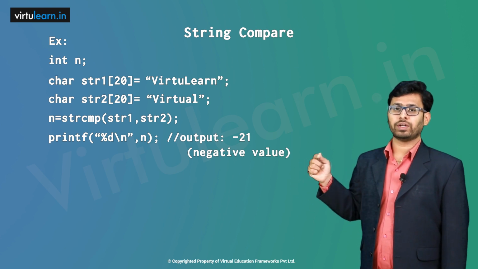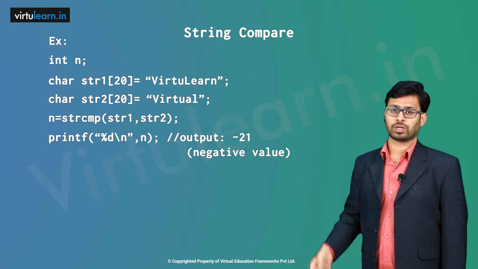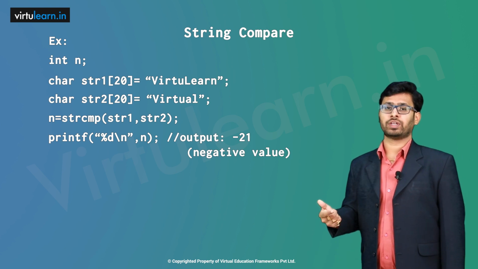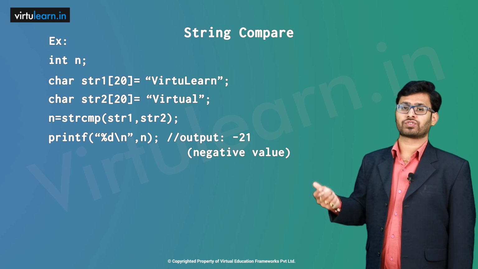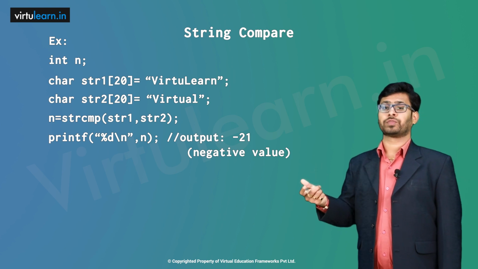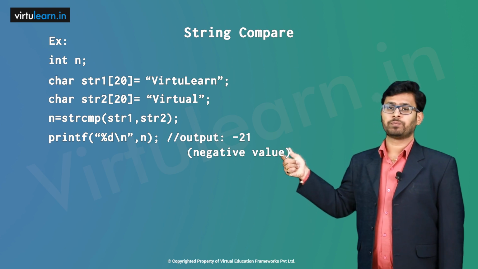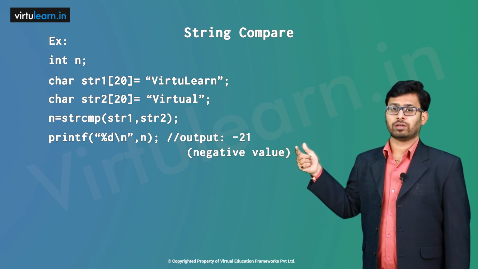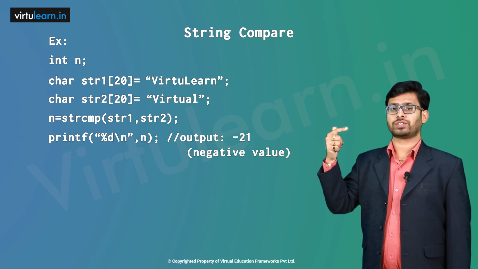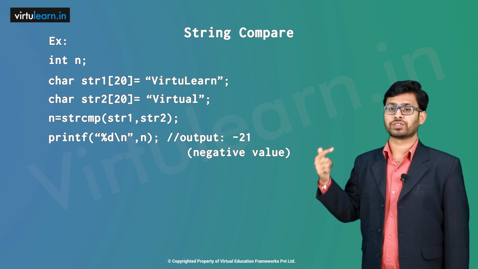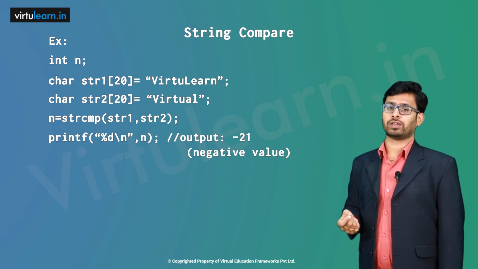So a negative value indicates the source string is less than the destination string. So what is the source string here? str1. So in str1 we have the source string, which is less than the destination string. You can observe here str1 is the source string and str2 is the destination string. So if it is less than, then the value is negative.